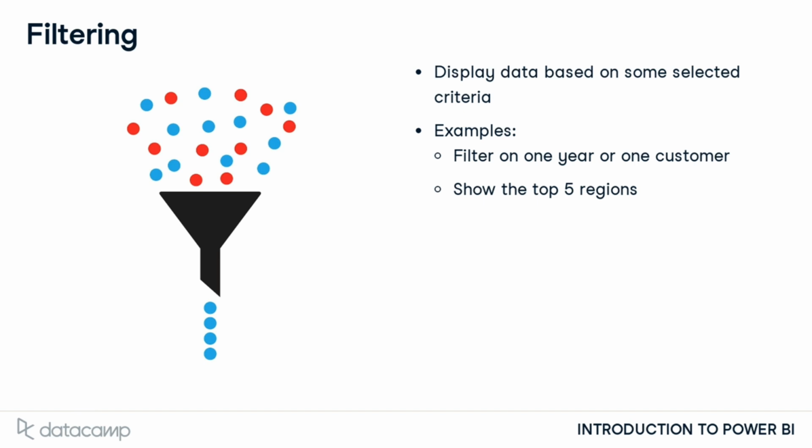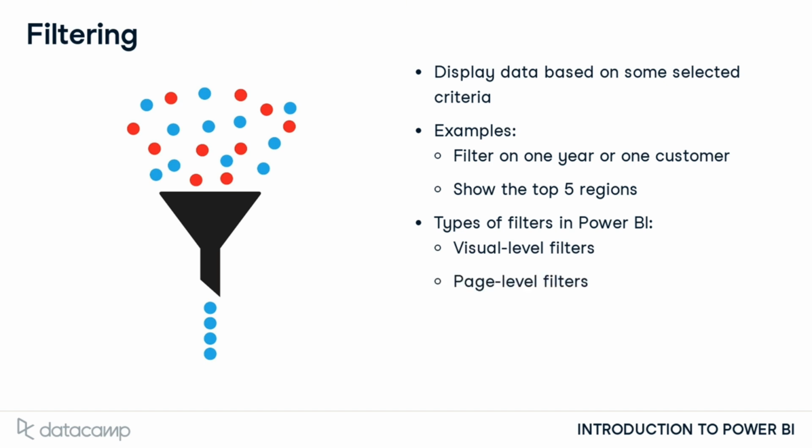You can apply filters on different levels in Power BI. Visual level filters are applied directly on individual visuals. Page level filters apply certain filters on a selected page within a report.